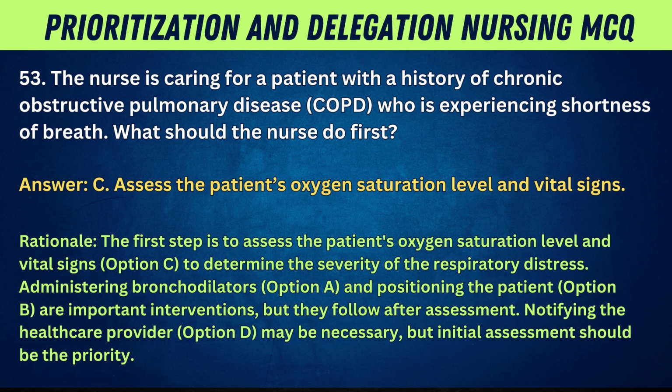Answer. C. Assess the patient's oxygen saturation level and vital signs. Rationale. The first step is to assess the patient's oxygen saturation level and vital signs, option C, to determine the severity of the respiratory distress. Administering bronchodilators, option A, and positioning the patient, option B, are important interventions, but they follow after assessment. Notifying the healthcare provider, option D, may be necessary, but initial assessment should be the priority.